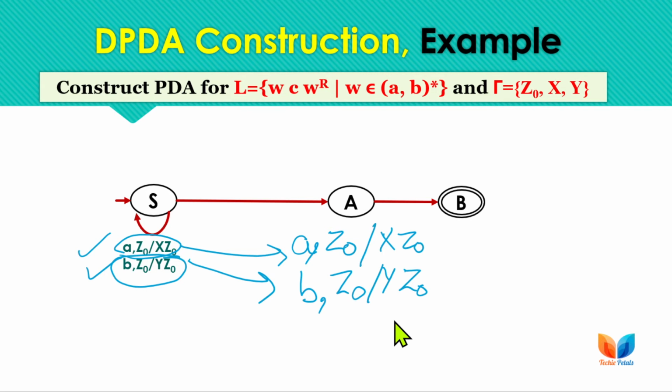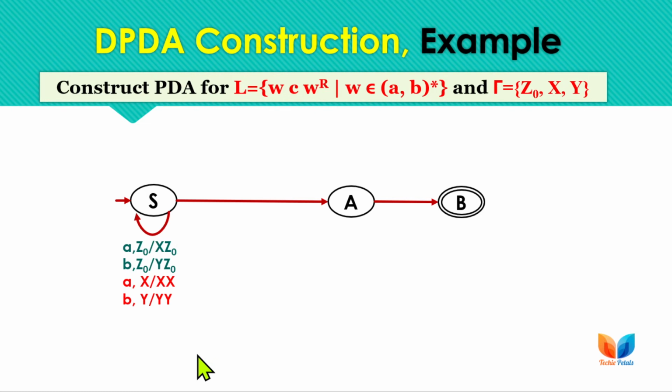Next, if we have input A and the stack top is A, for that we need to check for X. Okay, and if input is B and stack top is also B, for that we need to check B as input and stack top as Y, because Y is now representing the stack symbol B.